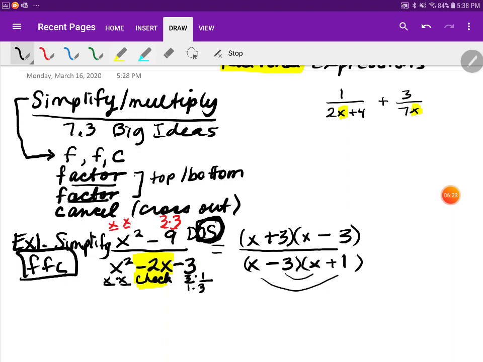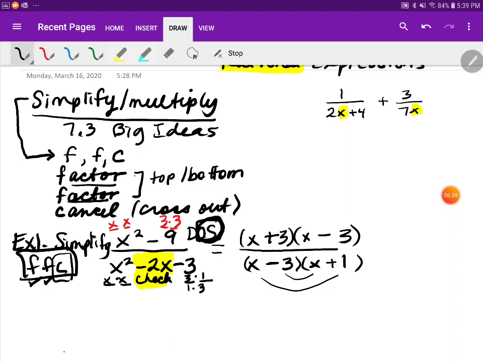So that's factoring the denominator. So a trinomial, it's called a trinomial because there's 3 terms. The top is a difference of squares. So we factored each. So we did the f, we did the f. So the only thing left is now the c.